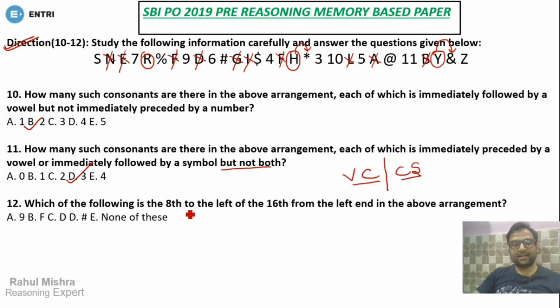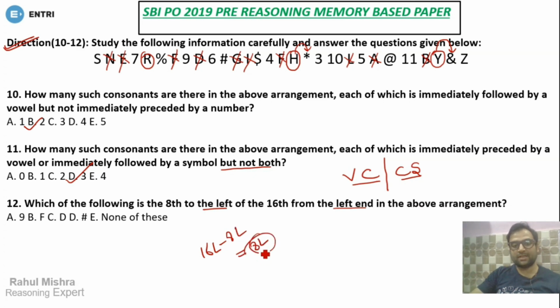Which of the following is 8th to the left of 16th from the left hand in the given arrangement? See student, whenever the question is about the same side, meaning left or right, we have to take the difference between the both and we will find the correct answer. Okay, so what we have to do? 16th left minus 8th left. What should be the correct answer?